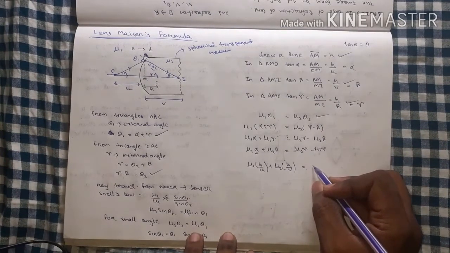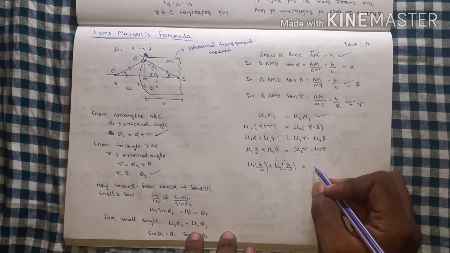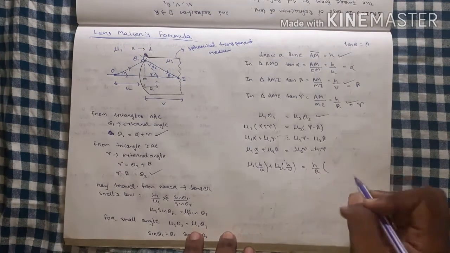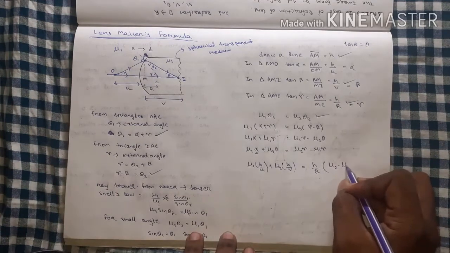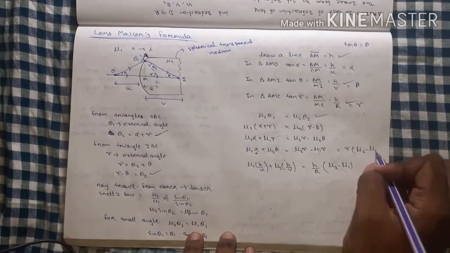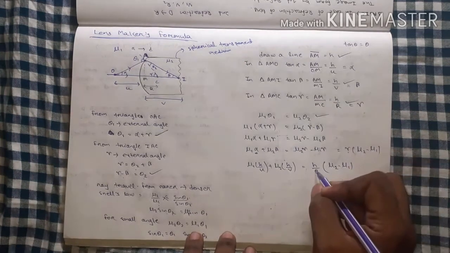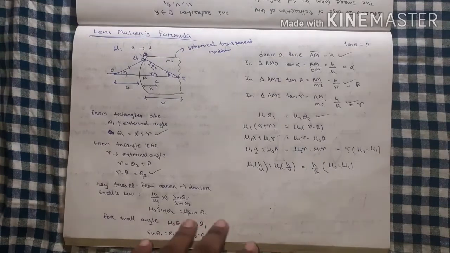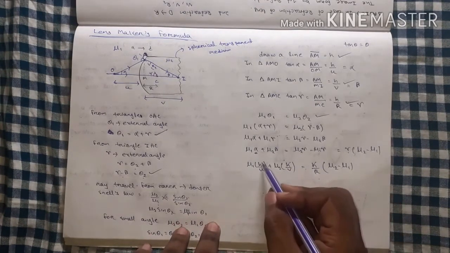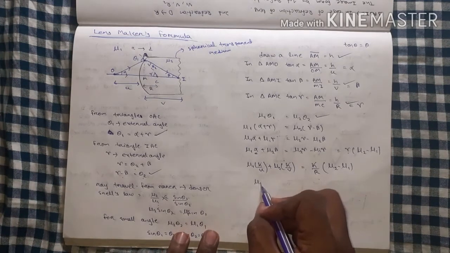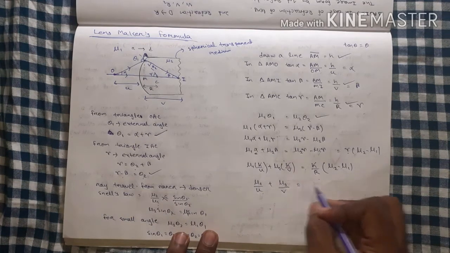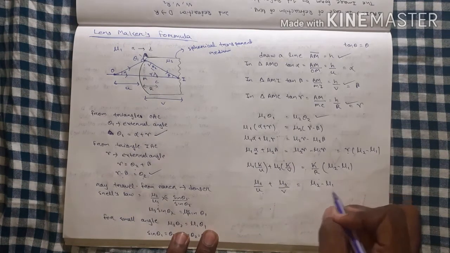Then if I take gamma common, what will be here? If I take gamma common, h by R into mu 2 minus mu 1. Yes or no? I can write this way. In place of gamma, I can put h by R. On all sides we have h, so I can cancel h. Then mu 1 by u plus mu 2 by v equal to mu 2 minus mu 1 by R.